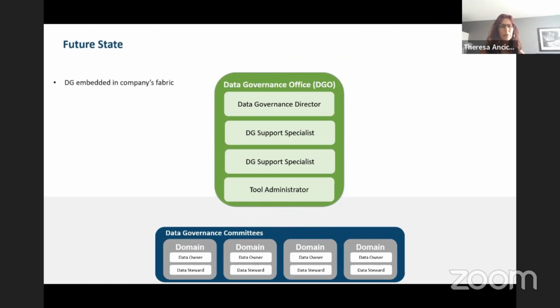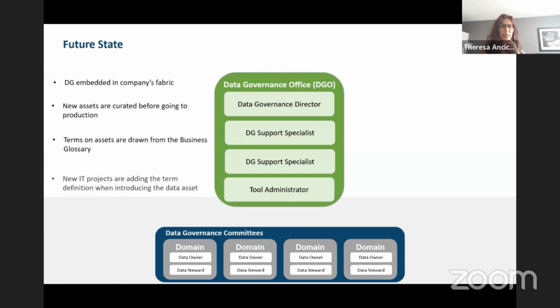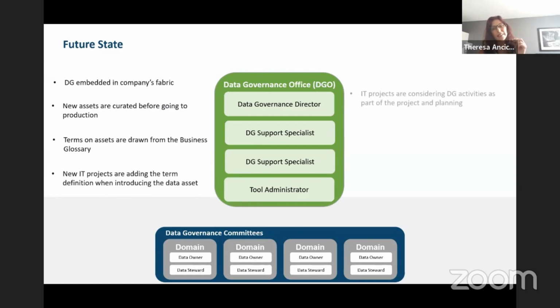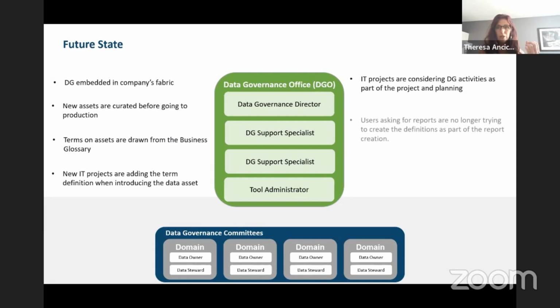When you have these items, you've got your data governance, your end goal is to embed your data governance in your company's fabric. New assets are curated before they go to production. Terms and assets are drawn down from the business glossary, and the business glossary becomes your term policy, if you will. New IT projects are added to the term definition when introducing the data set. IT projects are considering their impact to the data ecosystem as part of the framing out of that project.